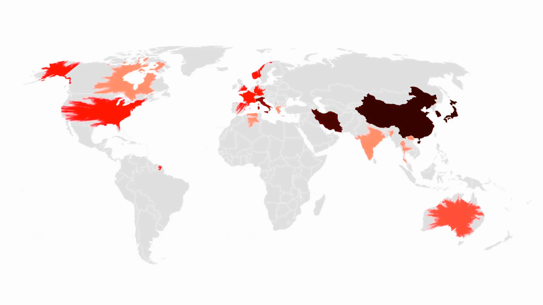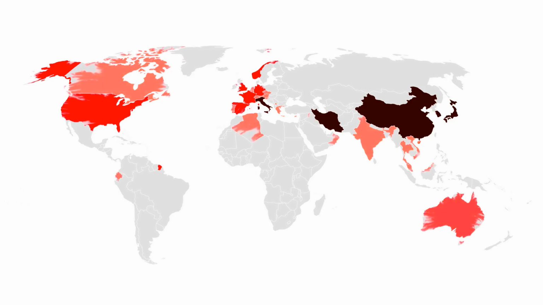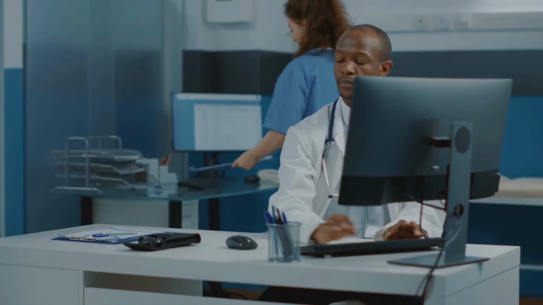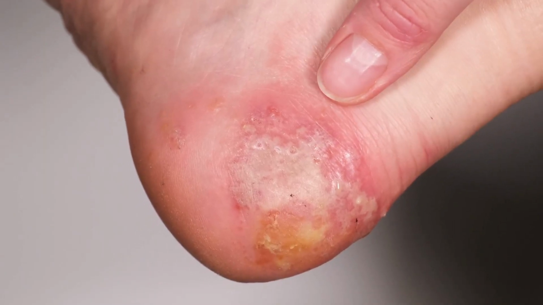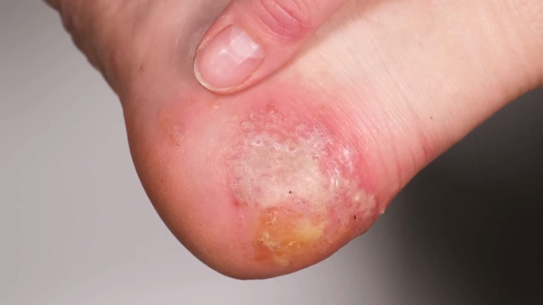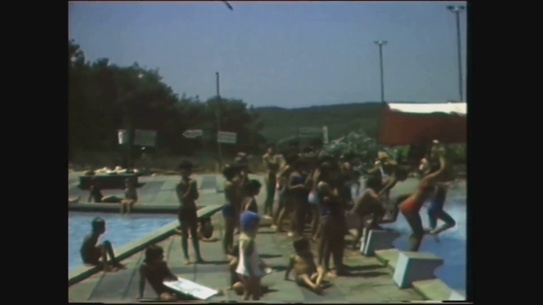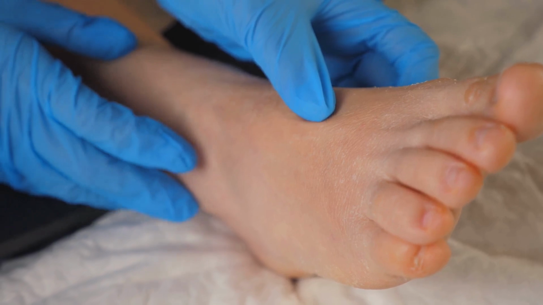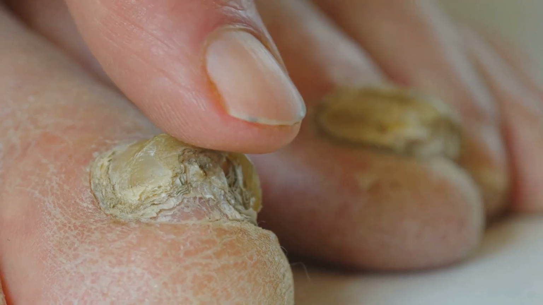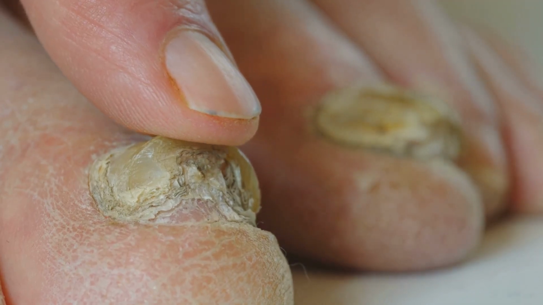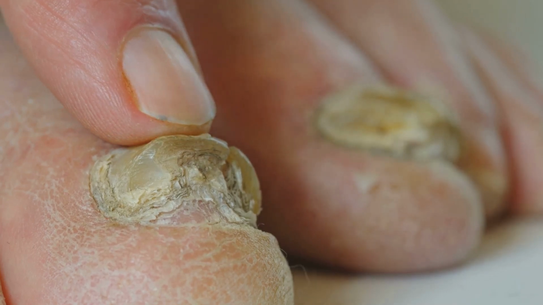Tinea pedis has a significant impact on populations globally. Studies indicate that up to 15 to 25% of people may experience this infection at some point in their lives. Key risk factors include excessive sweating and wearing occlusive footwear, warm, humid climates, use of communal showers, pools or locker rooms, and immunocompromised states like diabetes mellitus or HIV. These fungi thrive in moist environments, so feet that remain damp or sweaty are at higher risk.